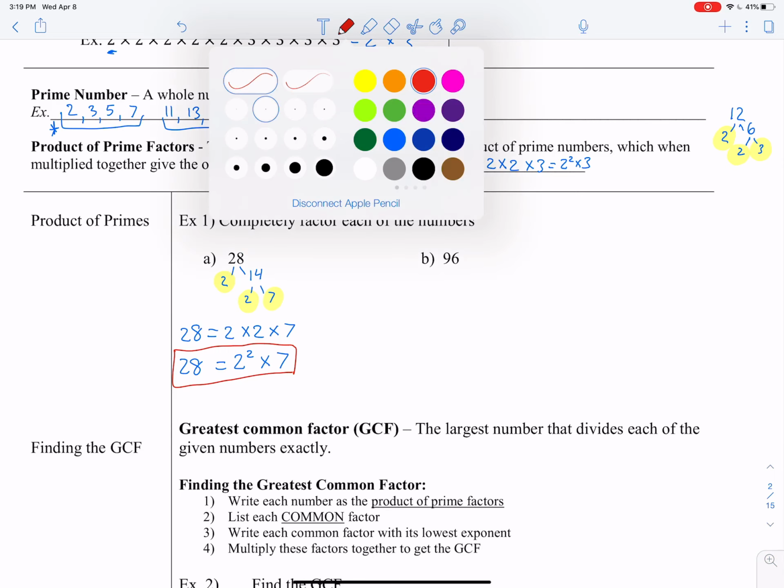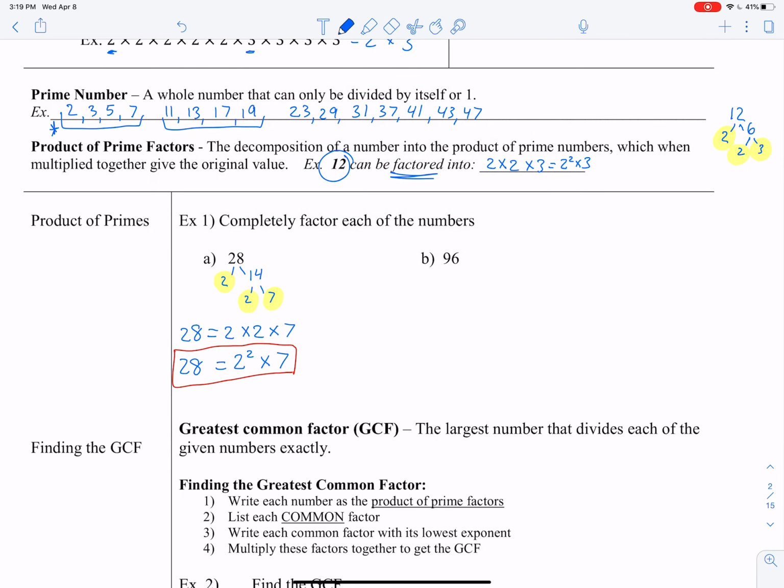Okay, let's look at another example. Let's look at 96. So let's say I wanted to use the 2 method again, and I'm going to start there. So I see that 96 is even. I take out a 2, I'm left with 48. I take out a 2, I'm left with 24. Take out a 2, I'm left with 12. Take out a 2, I'm left with 6. 2, I'm left with 3.